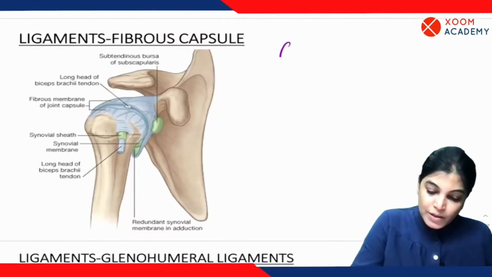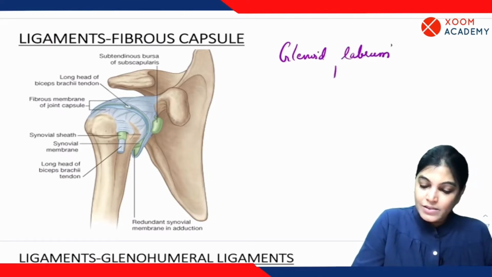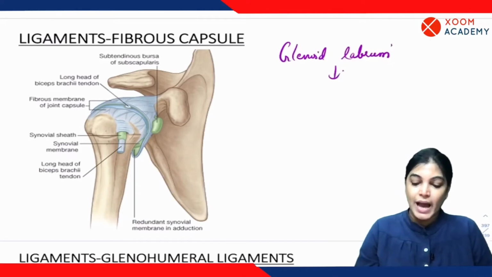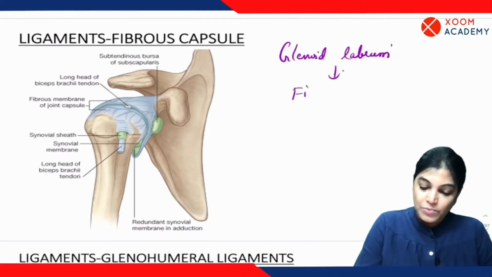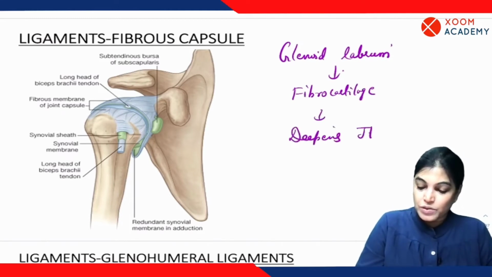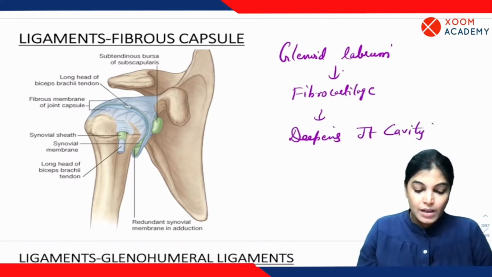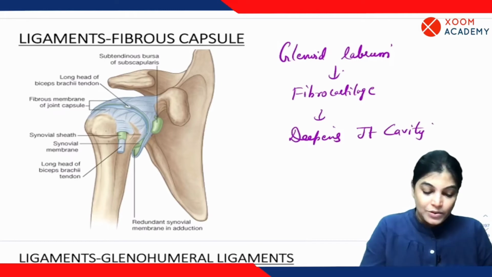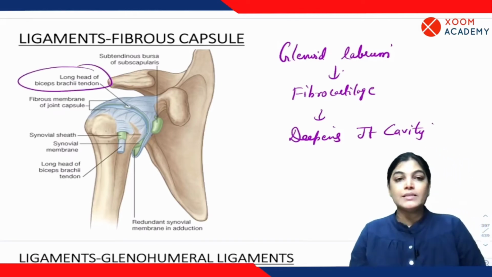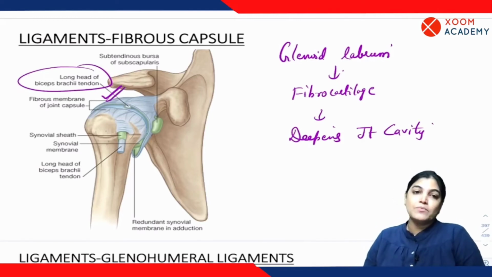So please write down about glenoid labrum. Glenoid labrum is giving strength to the joint cavity, and it is made of fibrocartilage. It is an example of fibrocartilage, and it deepens the joint cavity of the shoulder joint. It is deepening the glenoid fossa. Other than that, you can see long head of biceps brachii is intracapsular. It is lying inside the fibrous capsule of the shoulder joint.